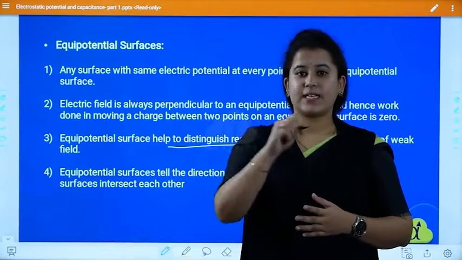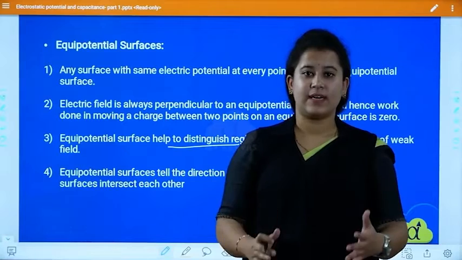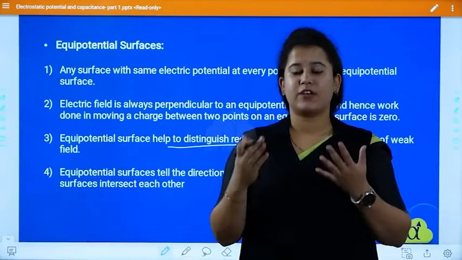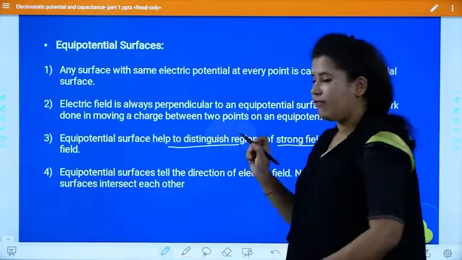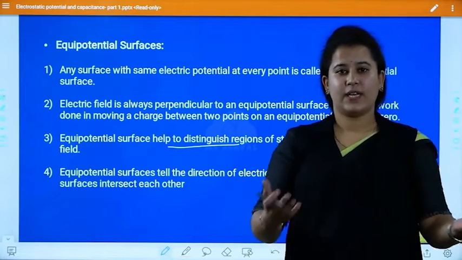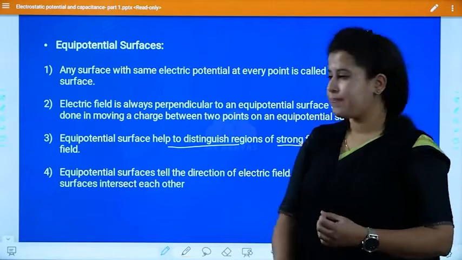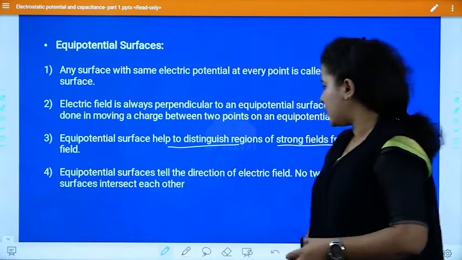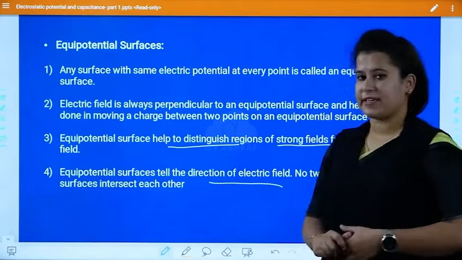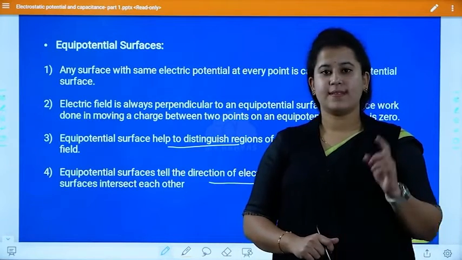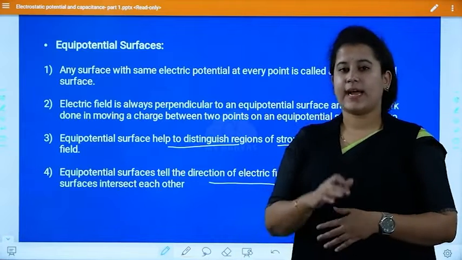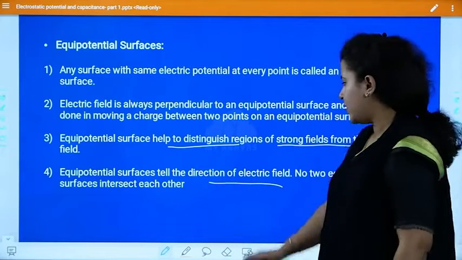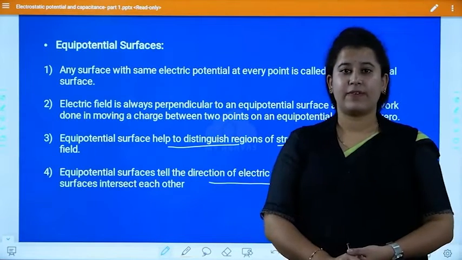Because the field is perpendicular to the surfaces, if it is perpendicular to the surface, then obviously if there is a weak or a strong field, it is noticeable. Moving on to the fourth one, equipotential surfaces tell the direction of the electric field. Yes, this is true, because in the next case we will be solving some cases, in which you will know how to prove the direction of the field.